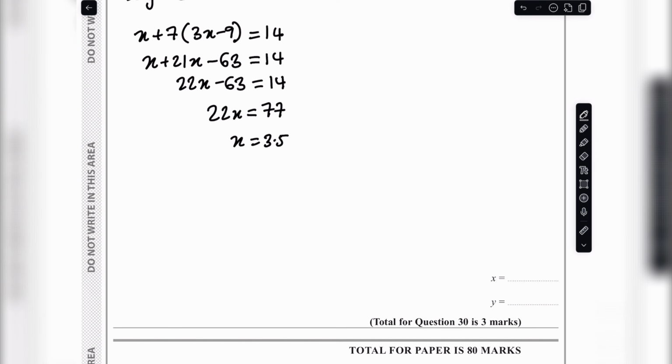The final step is to substitute this value of x into our equation for y. So y equals 3 times 3.5 minus 9. So y equals 1.5. So my final values for x and y are 3.5 and 1.5.